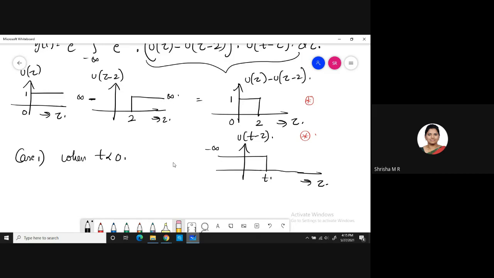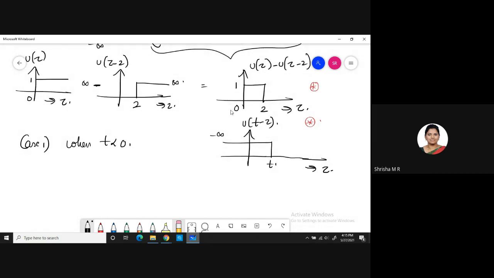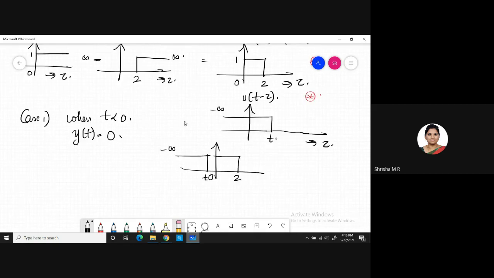So when t is less than 0, what is y of t? I have a waveform from 0 to 2 that is fixed. I am getting one more waveform from minus infinity to t, and my case is t less than 0. T is less than 0, so there is no overlapping space here, so y of t is 0.